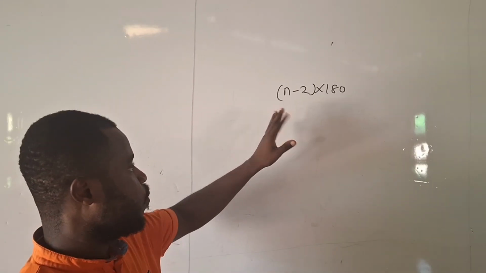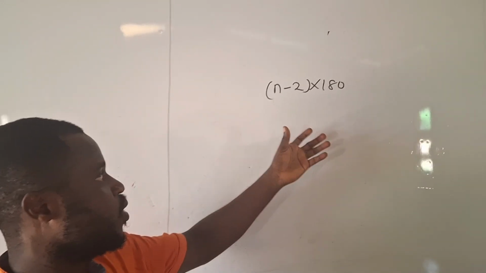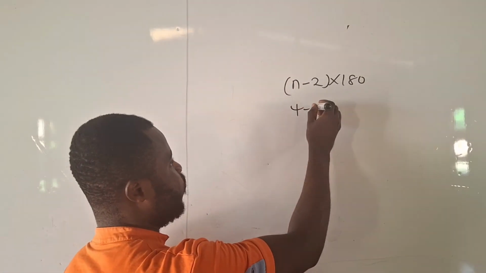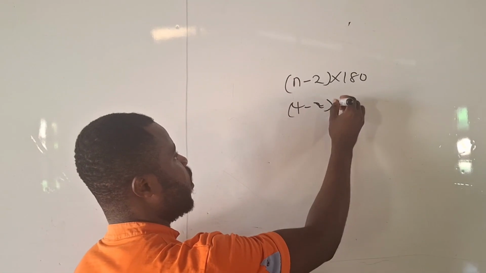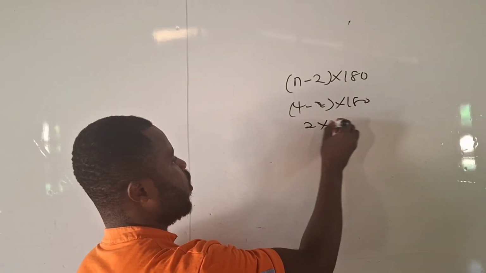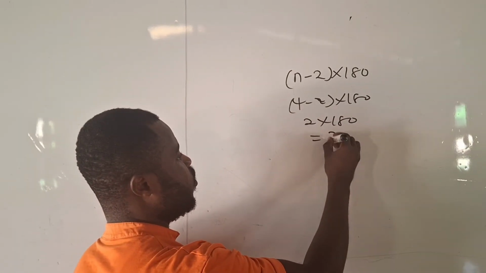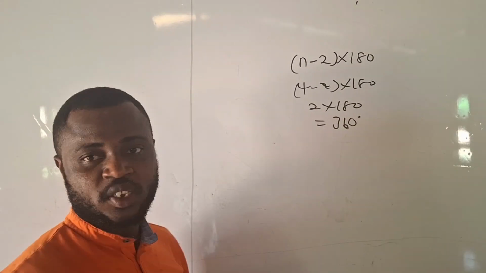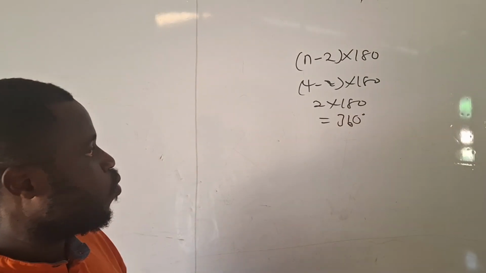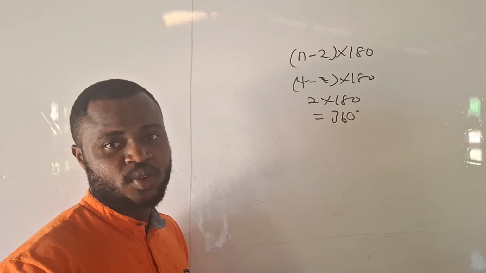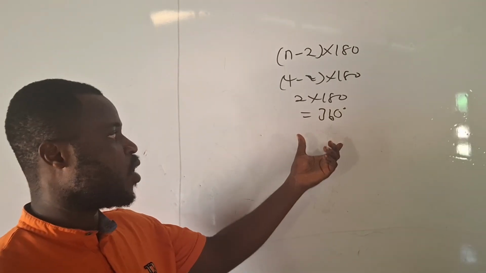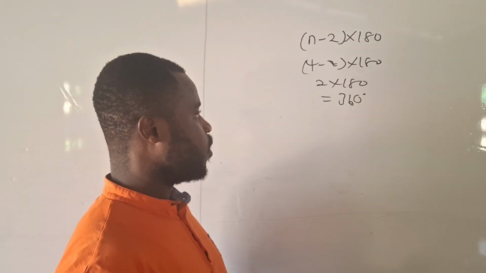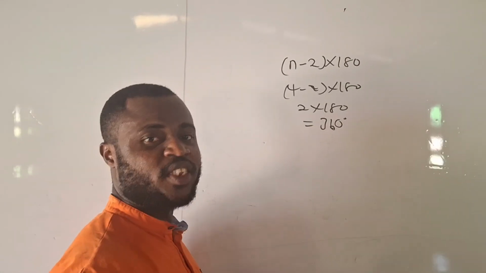When the polygon has, maybe, 4 sides, you write 4 minus 2 times 180, then you get 2 times 180, and you get 360 degrees as the sum of the interior angles. Today, what if they ask you to find each of the interior angles? This is the sum of the interior angles for the 4 sides. So how do you know one of the interior angles?